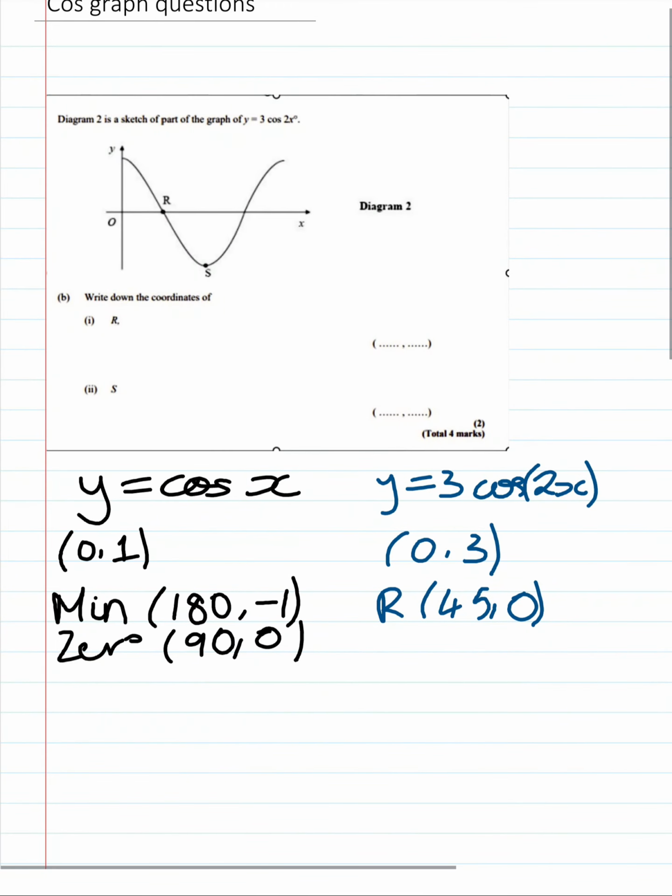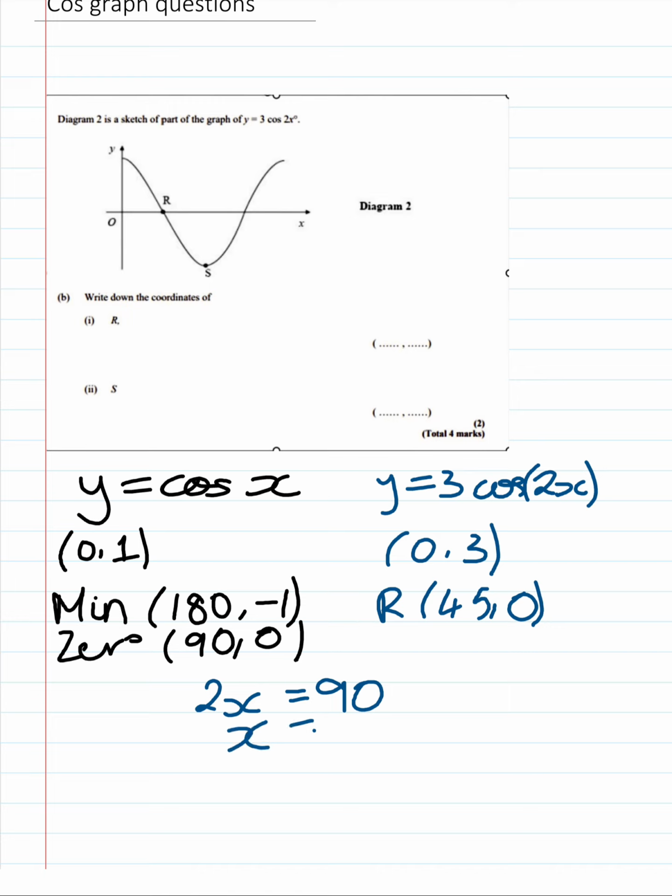Another way of thinking about this is we want 2x to equal 90, as where we originally had an x, we've got a 2x. This gives our x coordinate as 45. And our y coordinate is 3 times 0, which is 0.